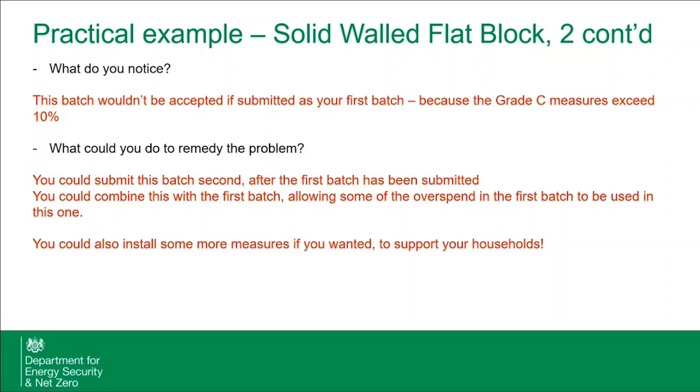You can actually combine this with the first batch, which I think is often we think about removing batches from one another, but you can actually just merge them all together, and you could actually do something else where you allow some of the overspend in that first batch to then be substituted into these costs, because we have a bit more headroom. And actually, because there's some underspend in these cost caps, you can also just go back and decide to install some more measures, because you have the headroom that's available.